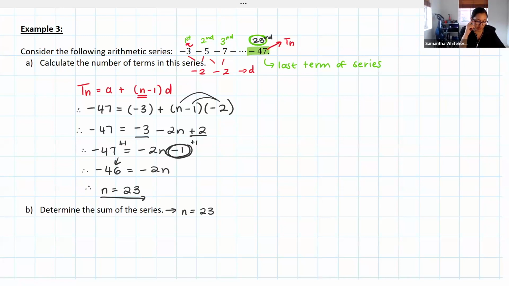Okay, grade 12s. So I want you to try and work out the sum of the series here. So we know there's 23 terms. Tell me what the sum is. I'll write down the formula for you as well, just in case you need it.